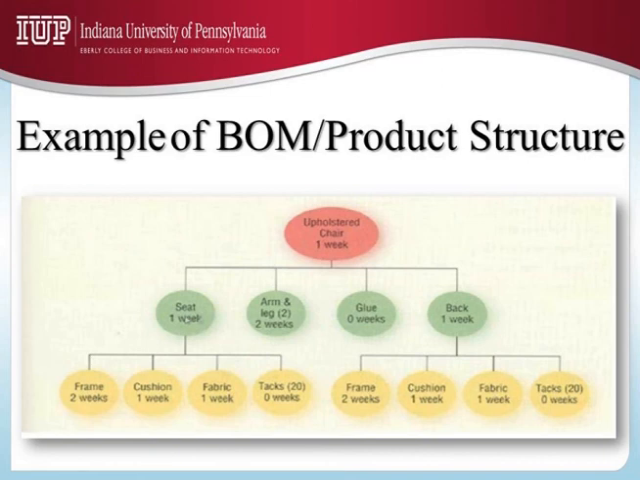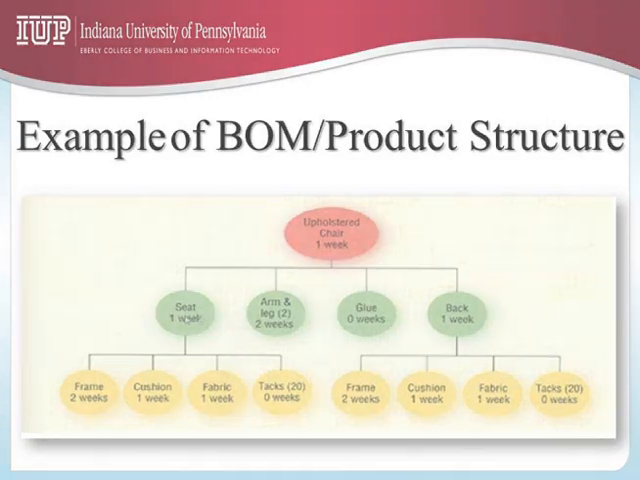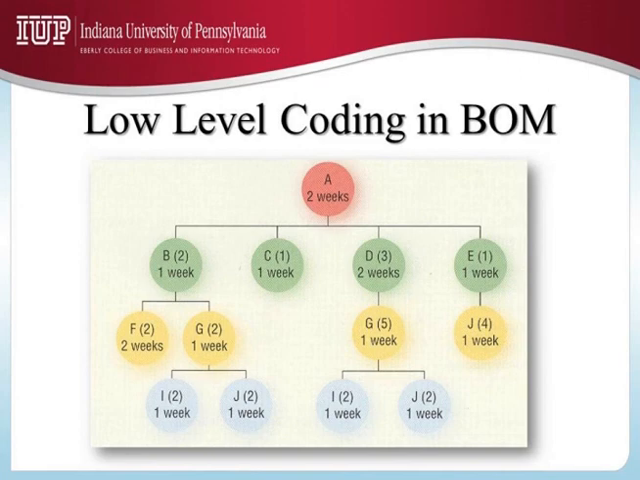Now, let me explain one nuance of the bill of materials, which is very critical even for simple MRP execution. That is the idea of low-level coding. Let's look at this hypothetical product A, which requires B, C, D, E. B in turn requires F and G. D in turn requires G. E requires J. G requires I and J.